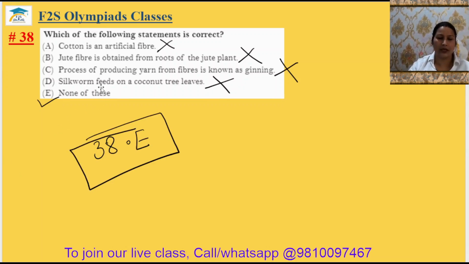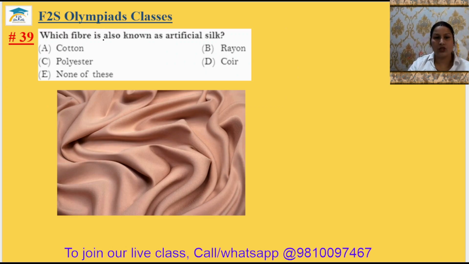Question number 39. Which fiber is also known as artificial silk? Cotton? No. Rayon can be known as the artificial silk. So yes, this is the rayon fiber and it is shiny like the silk. So that's why rayon is known as the artificial silk. 39th answer will be option B.